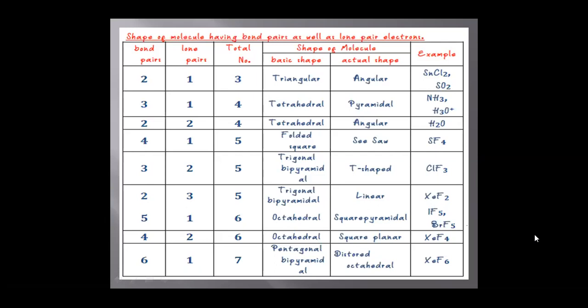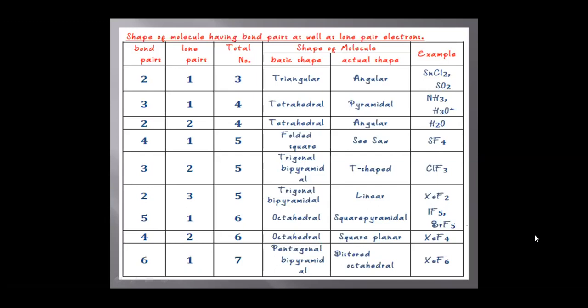And if the bond pair is 2 and lone pair is 3, then the total number is 5. So basic shape is trigonal bipyramidal and the actual shape is linear. For example, xenon difluoride. If the bond pair is 5, lone pair of electrons is 1, the total number of pairs is 6.